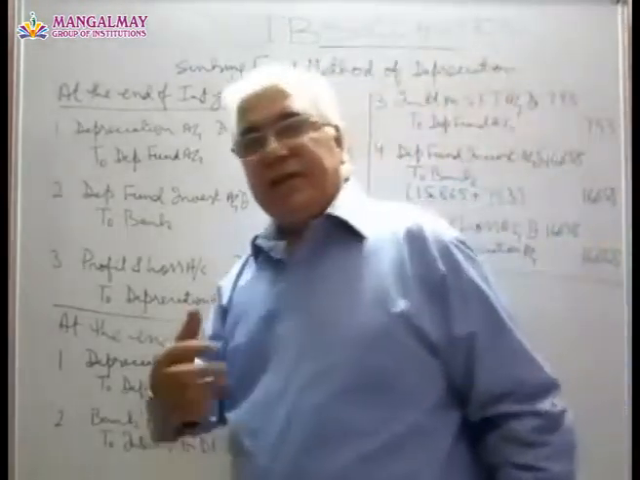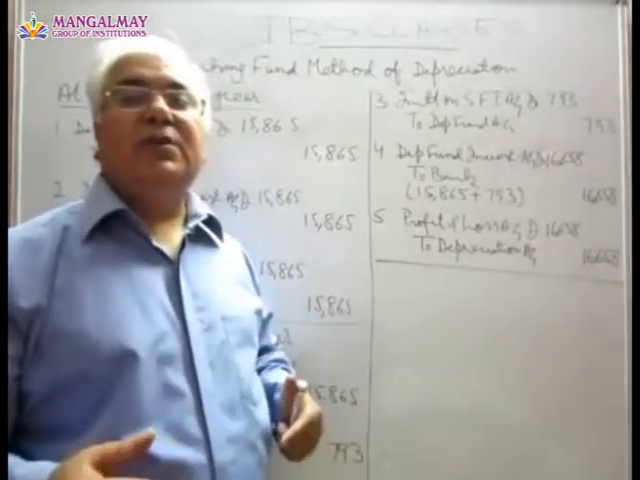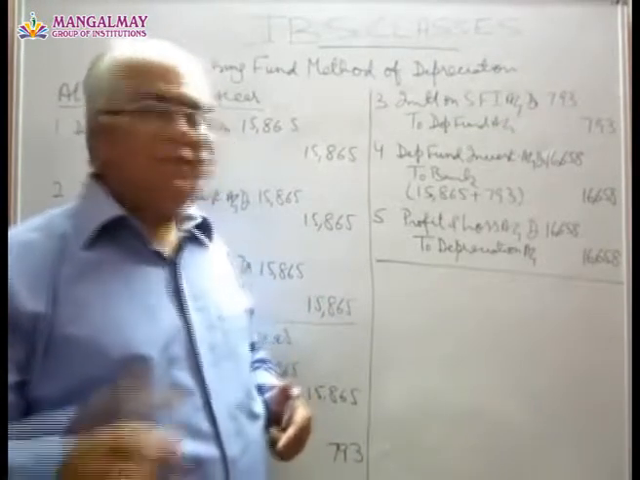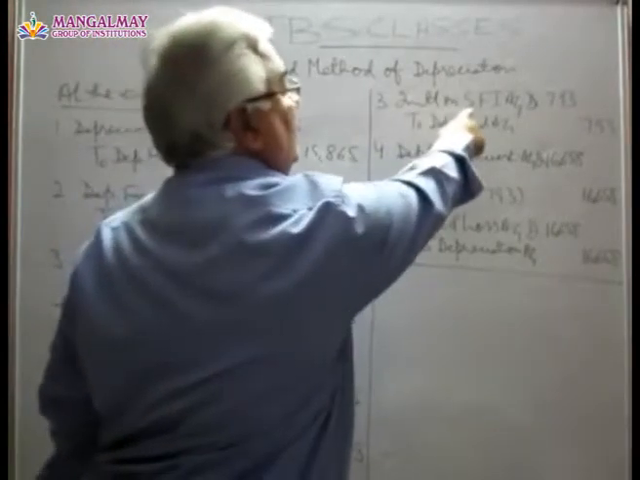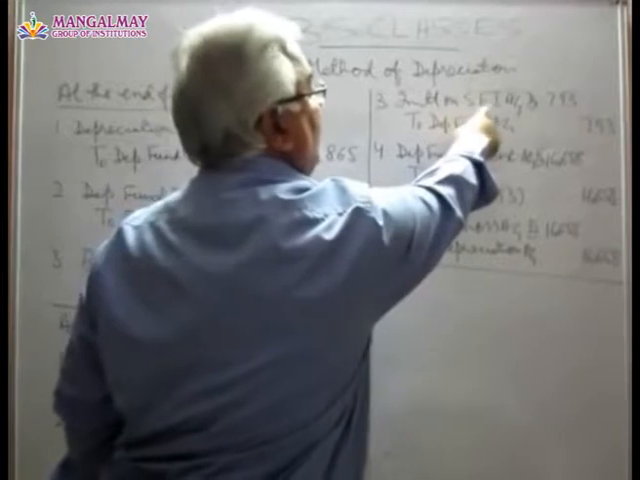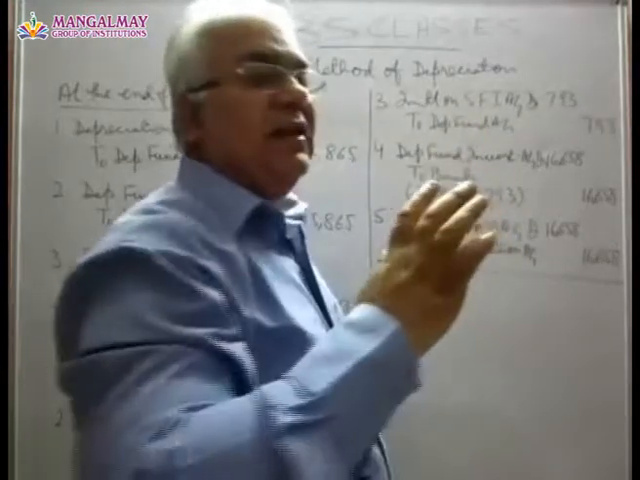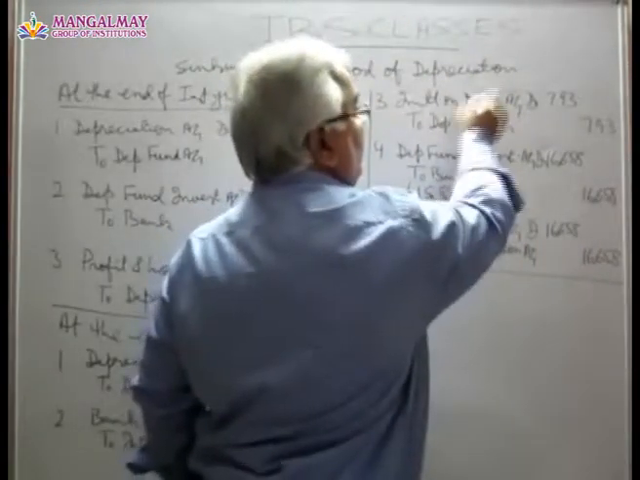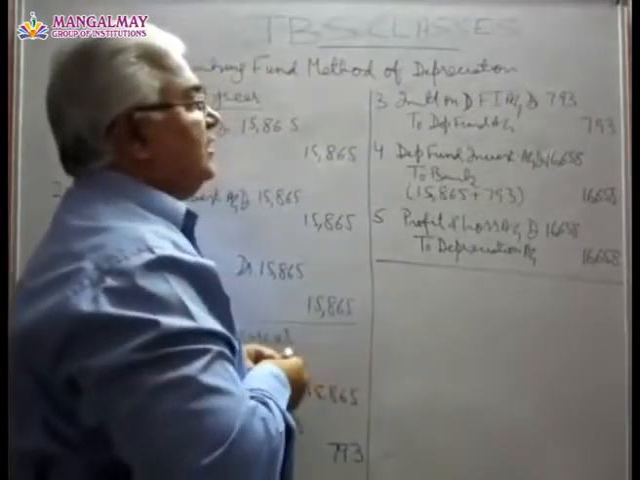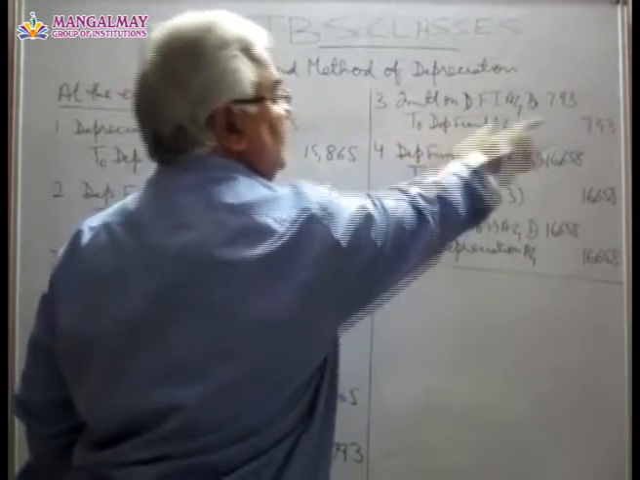This is 5% of this investment made by us. Since this interest has been received on behalf of the depreciation fund, it should be transferred to the depreciation fund. So for the transfer, the entry will be interest on depreciation fund account debit to 793. Actually I have written here sinking fund investment account, but let us make it depreciation fund investment account for our entries. Interest on depreciation fund investment account to depreciation fund account.